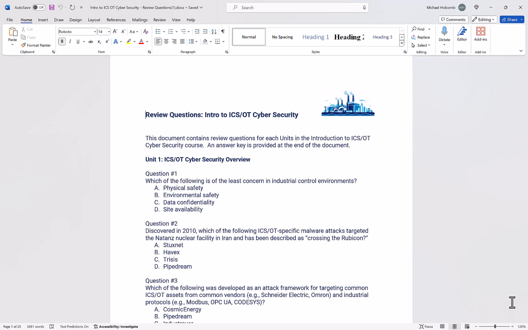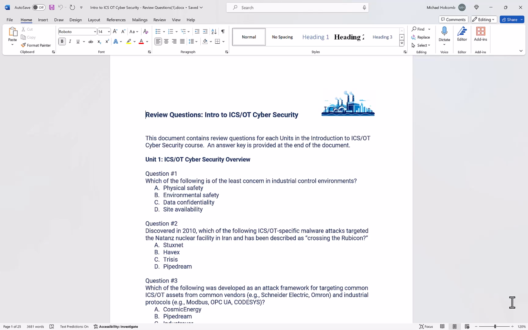Anyways, let's go ahead and look at the question. So question number one: which of the following is of the least concern in industrial control environments? So we had physical safety, environmental safety, data confidentiality, and site availability. So when we talk about the least concern, this is where we get into the idea that IT and OT are very similar at times, and they're also very different, because in the IT world, our main concern is always the availability of resources, and more importantly, the confidentiality of data, making sure that our information stays safe from attackers.